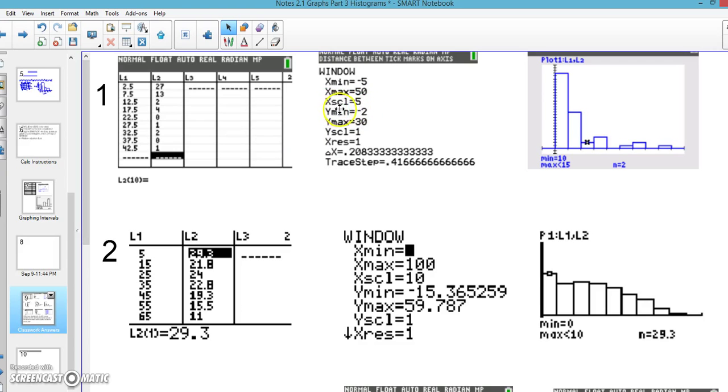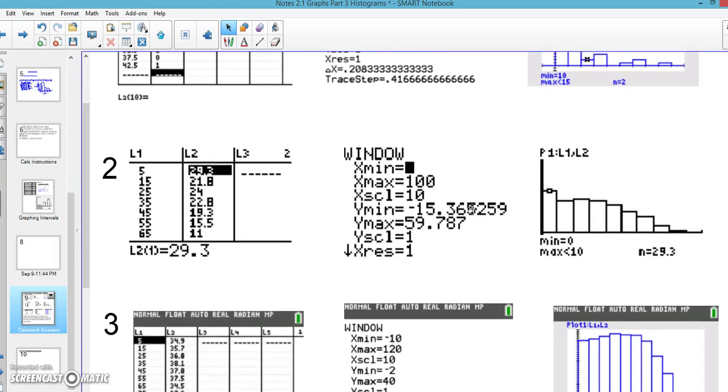And here's the part that is really important. The X scale needs to be the same. So if your classes are going by 5s, your X scale needs to go by 5s. Once again, your Y min and max might be a little different than mine, just like the X min and max. The X scale is the thing that is the most important.